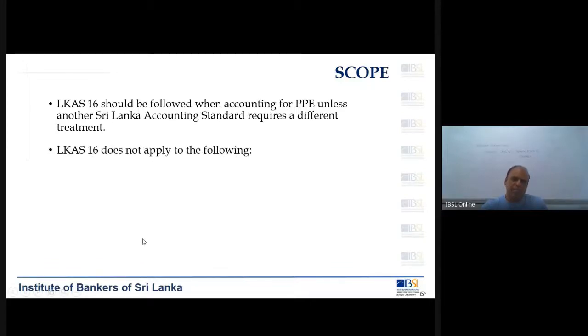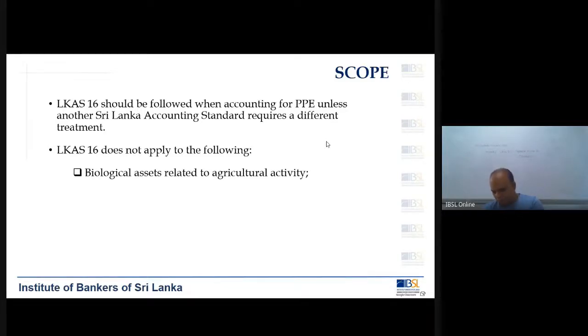And they clearly say LKAS 16 does not apply to the following. There will be a few items, we will look at them. They say LKAS 16 cannot be applied for these items. Number one, biological assets related to agricultural activity.